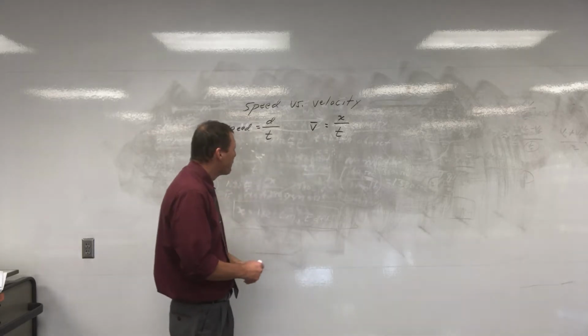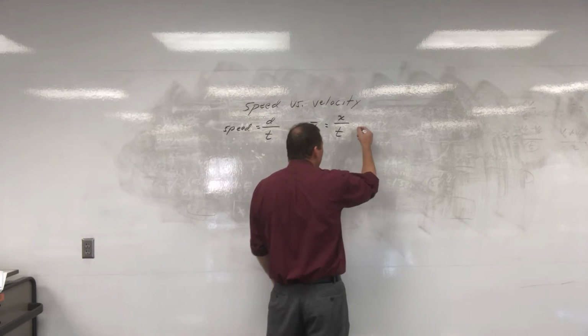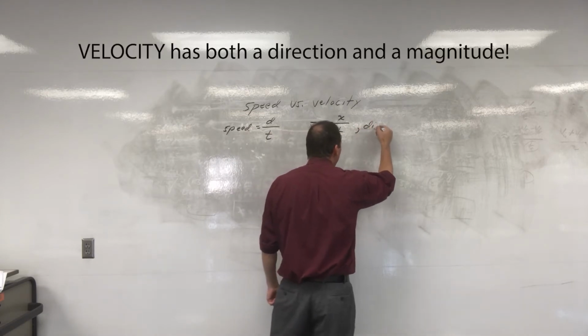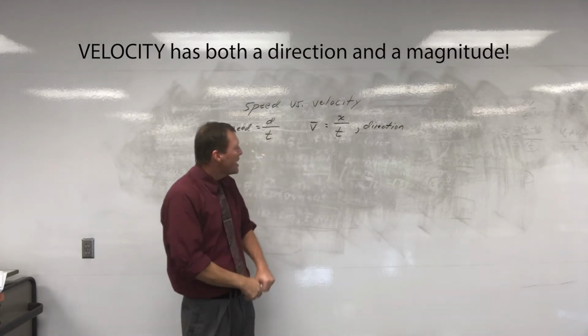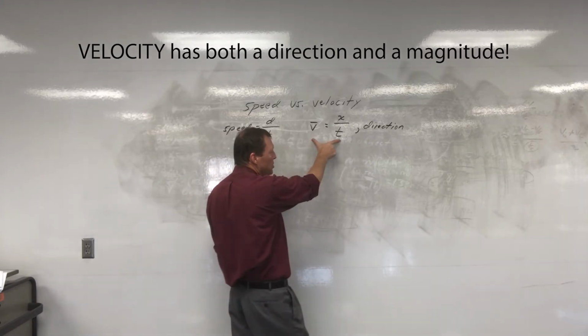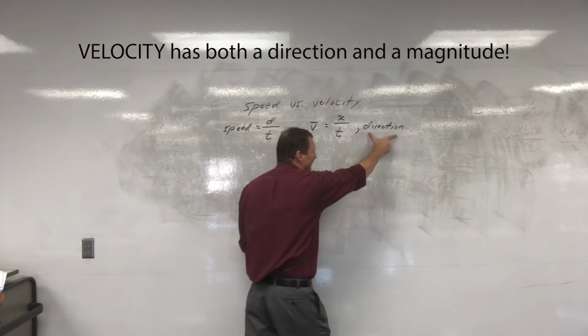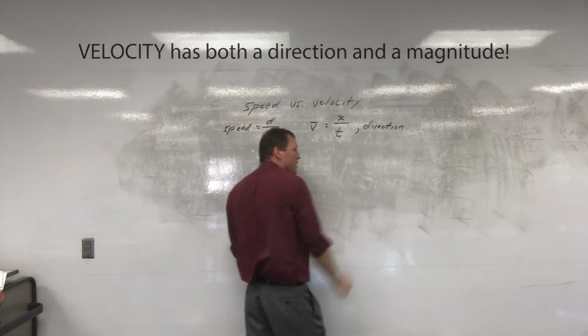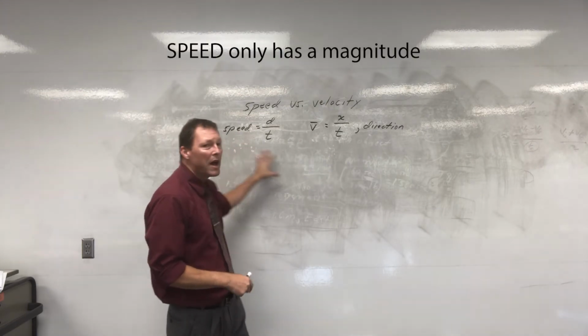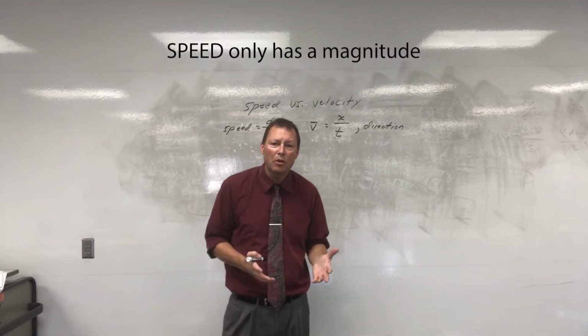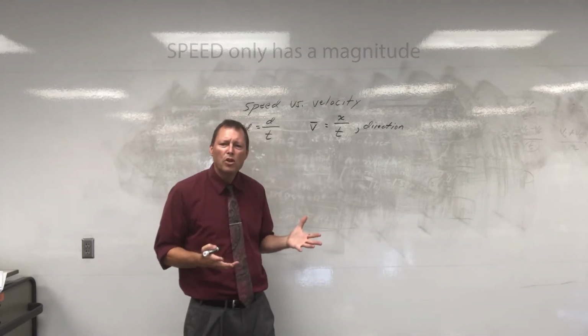The second difference is velocity involves a direction. It's a vector quantity. It has both a magnitude, which is what you use this equation for, and a direction. So you've got to give the direction. Speed is a scalar quantity. It has no direction. So which one do you think might be more useful to you?